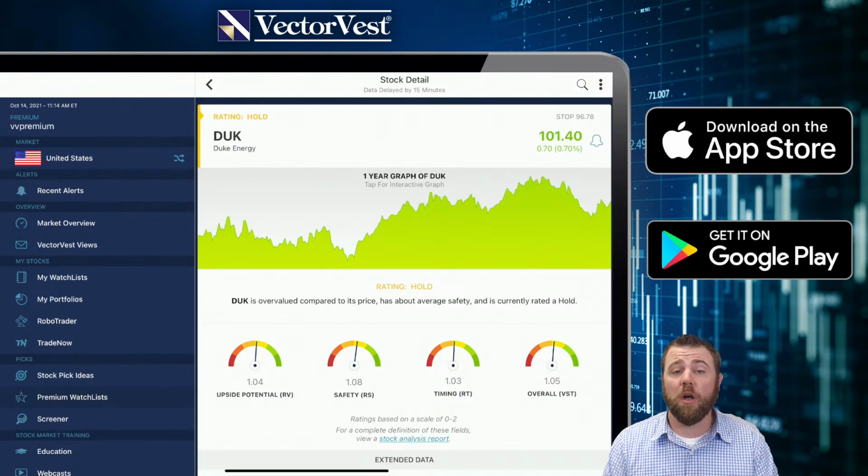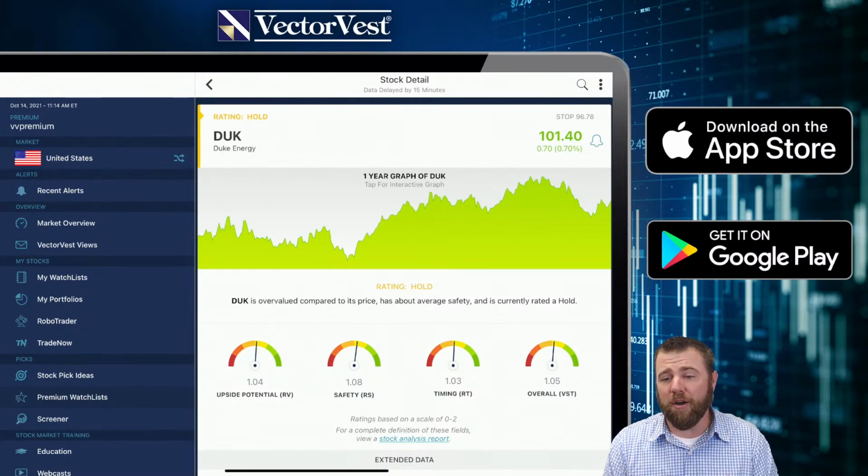The RV, the long-term potential, 1.04 tells us it has slightly better than average long-term potential over the next 1 to 3 years. Then we get to the RS, 1.08, showing us it has a little bit less risk than the average stock out there. RT 1.03, slight uptrend, really just flat on the short-term basis more so than anything else. Overall, the stock is slightly better than average, not great.